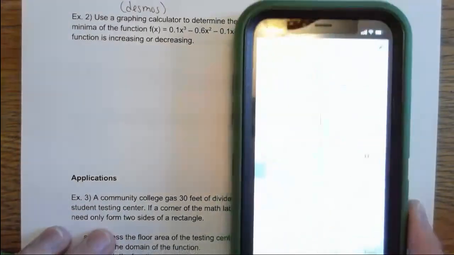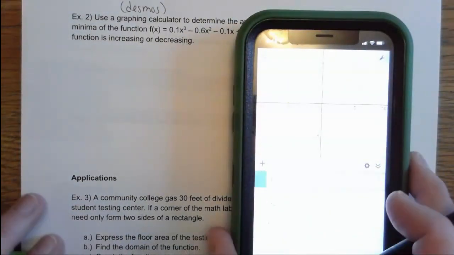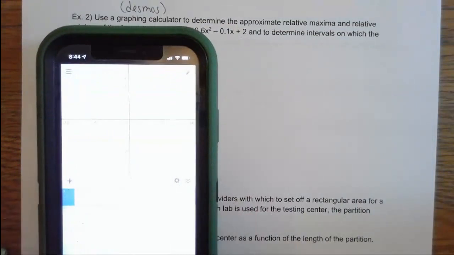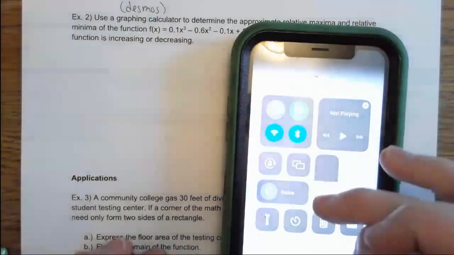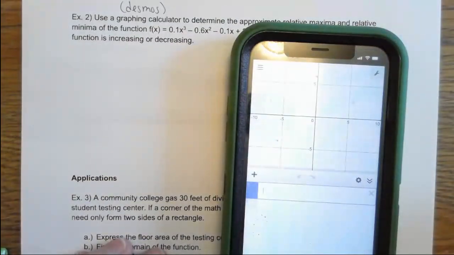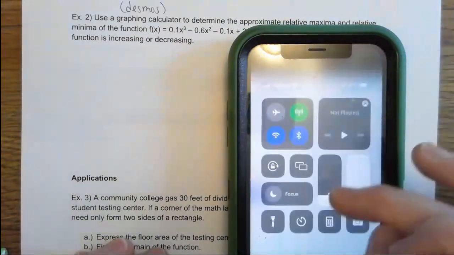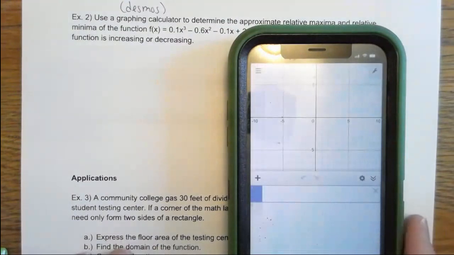Here I have the Desmos app on my phone. I don't know if it'll show well. Let's see. That looks better. Let me lower the brightness a little bit.